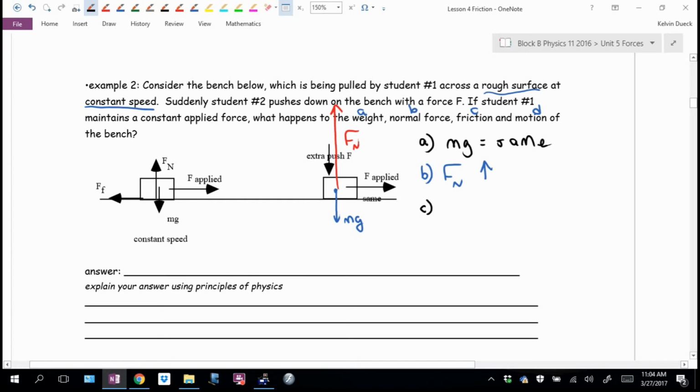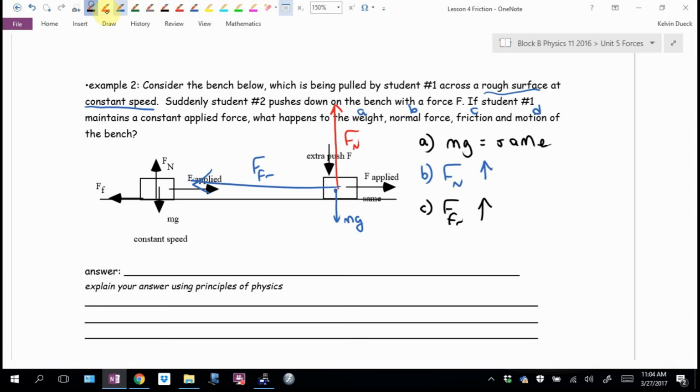So what happens to the force of friction? What did we write in the box? Friction equals what times what? Mu times the normal force. If normal force gets bigger, what happens to the force of friction? So now, instead of in the first part, friction and the applied force being identical because it was constant speed, friction just got bigger.